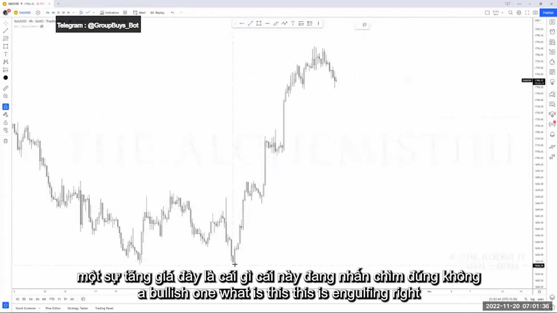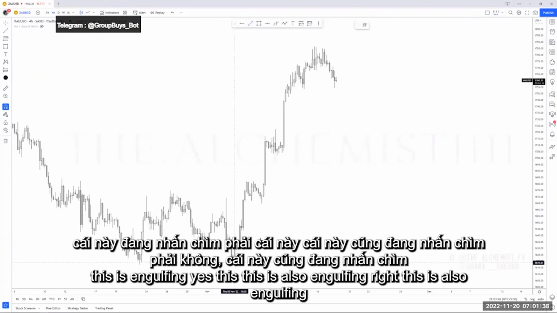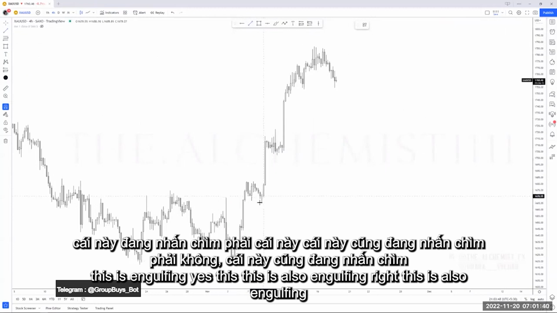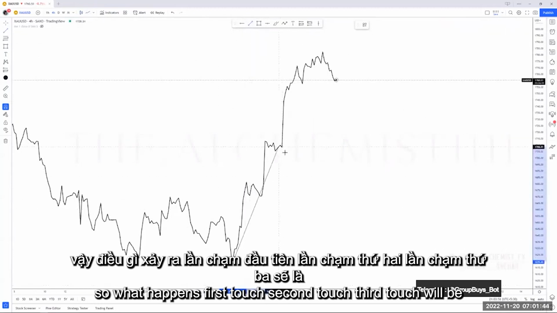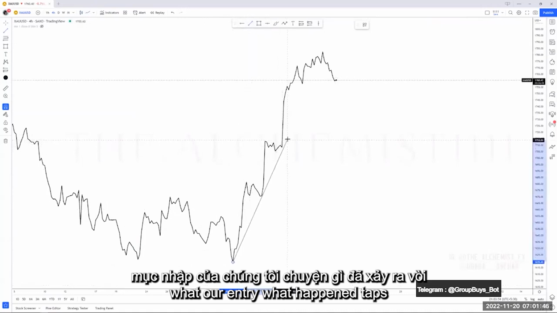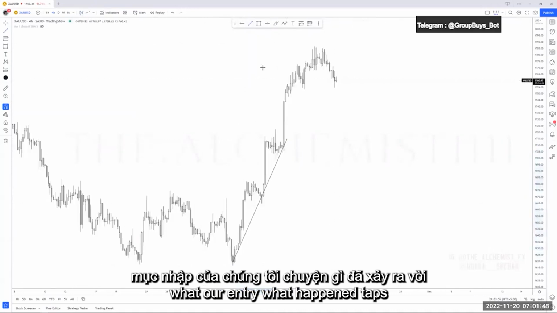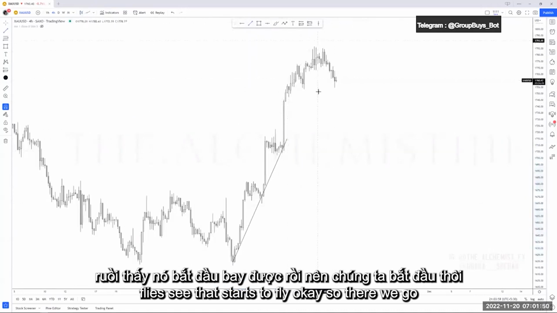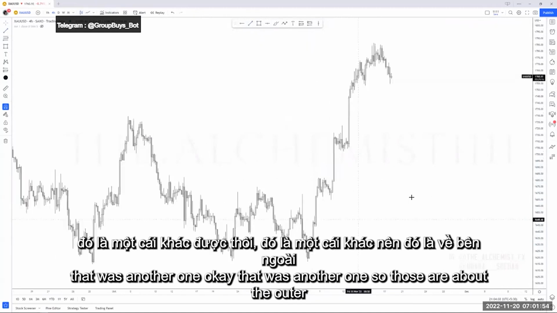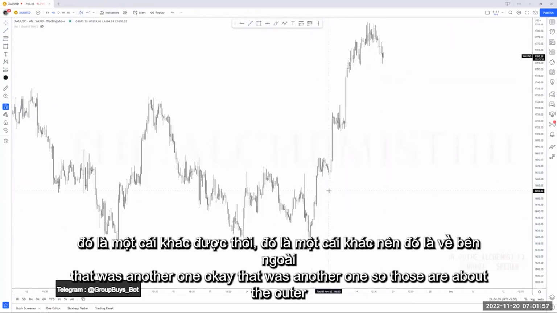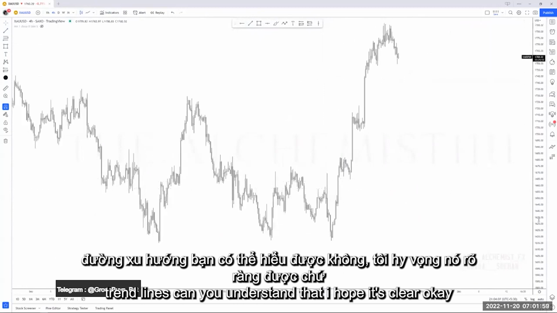What is this? This is engulfing, right? Yes, this is engulfing. This is also engulfing, right? So what happens? First touch, second touch, third touch will be what? Our entry. What happened? Taps, flies. See that? Starts to fly. So there we go. That was another one. So those are about the outer trend lines. Can you understand that? I hope it's clear.